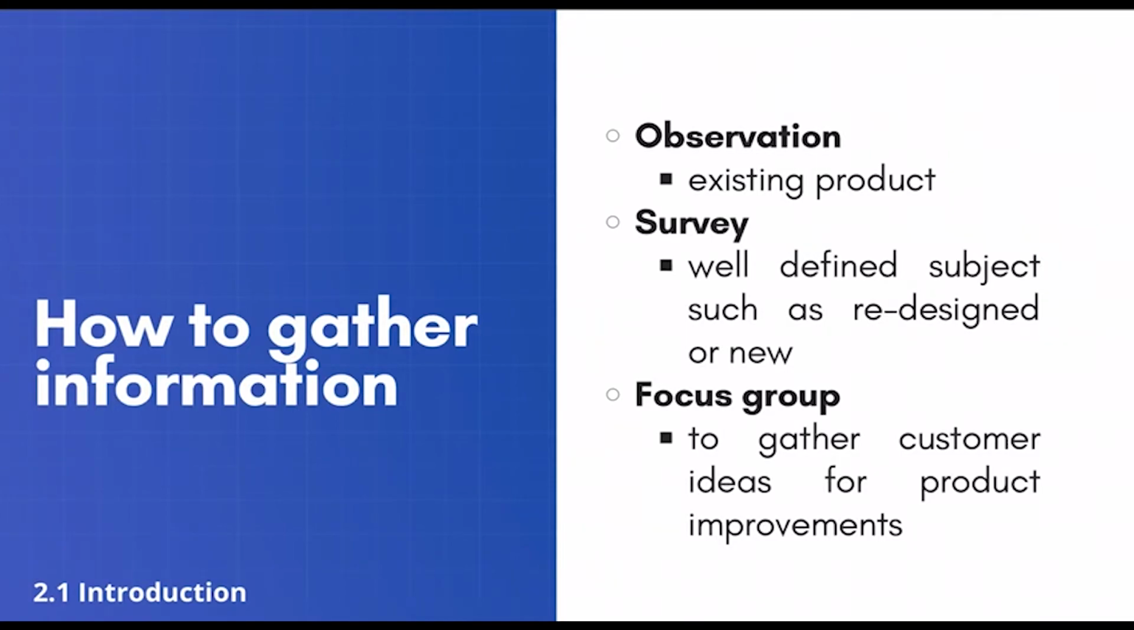How to gather information? Basically, there are 3 basic ways that we can gather information. First is by using observation through the existing product, and second is by doing a survey, which is for well-defined subjects such as redesign or new, and then we can also use a focus group to gather customer ideas for product improvements. But in reality, there are more methods that we can use to gather information. Given here are the basic ways on how to gather information.